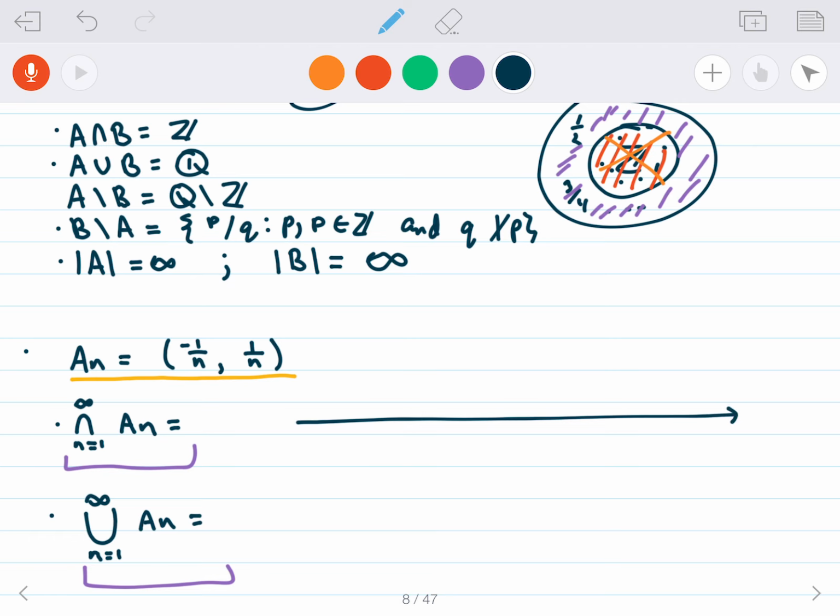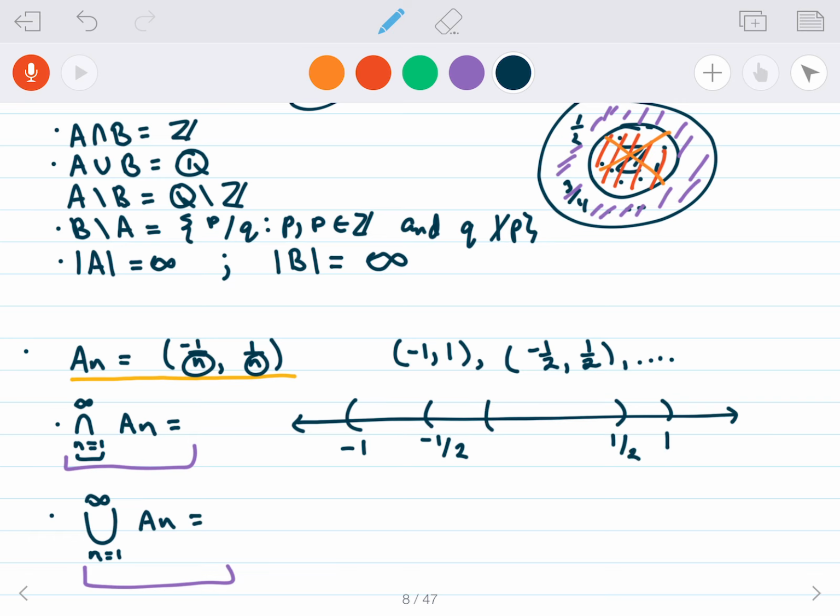So let's just draw a little sketch here. Okay, so for our intersection, well, we start at n equals 1. So when n equals 1, we get -1 to 1. When n equals 2, we get -0.5 to 0.5, and so forth. This process goes on forever. So let's represent this on the number line. Here's -1 to 1. Here's -0.5 to a half, negative a third to a third, etc. Okay, so this process is going on forever.